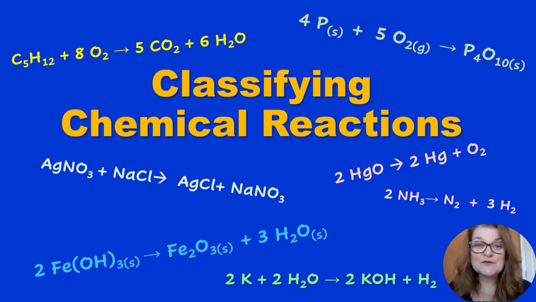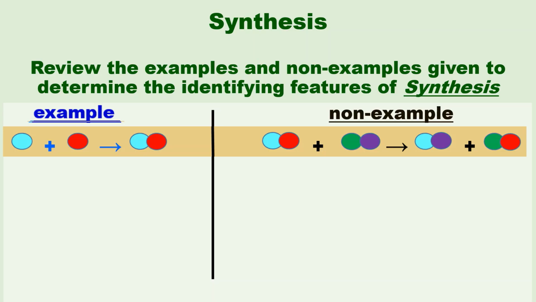In this lesson on classifying chemical reactions, you're going to look at examples and non-examples of each type of reaction to determine the identifying feature of each. We'll begin with synthesis reactions. I'm going to show you some examples of synthesis on the left and some non-examples on the right.